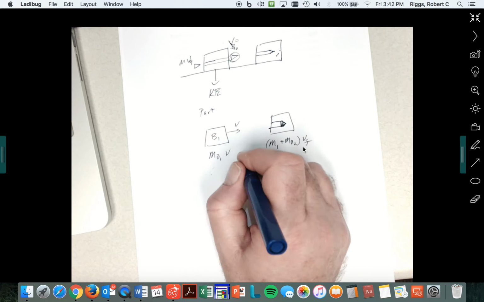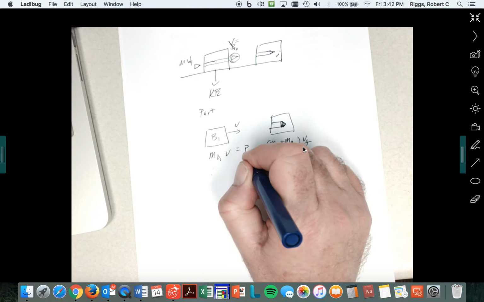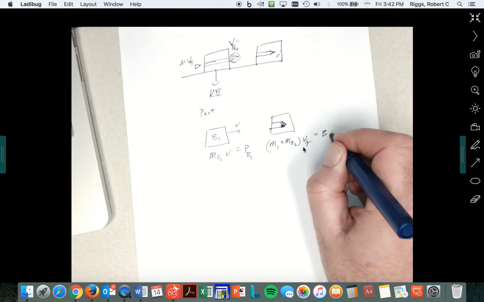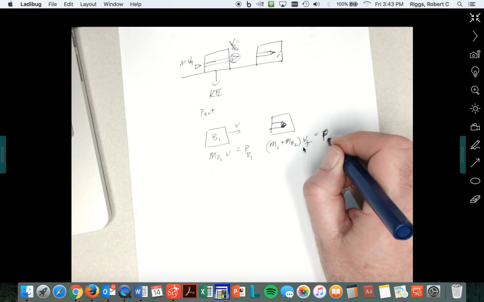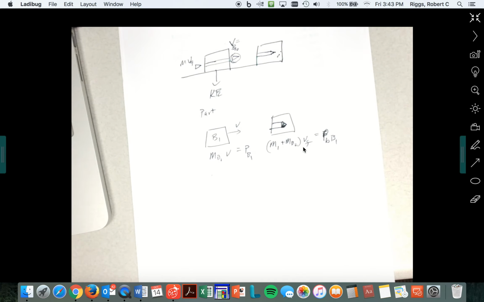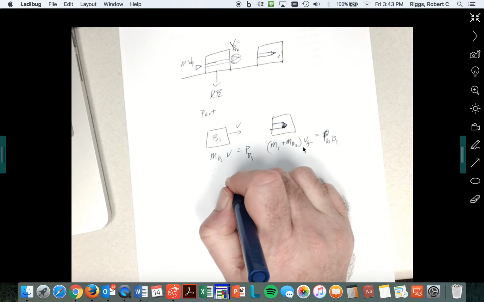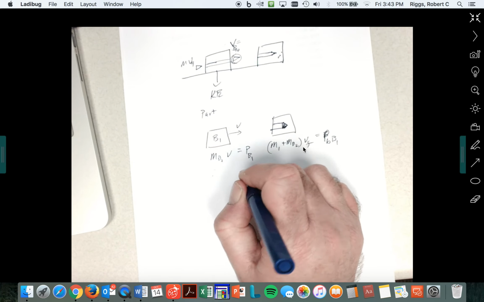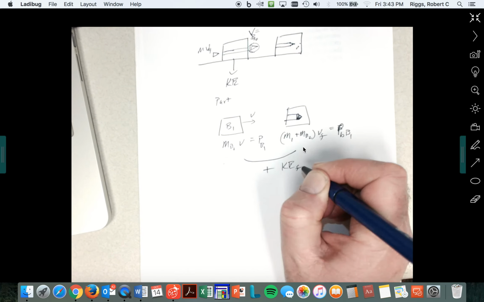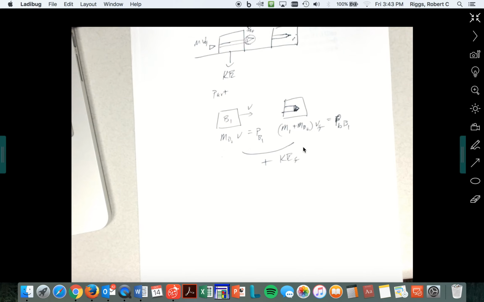So this is equal to P1, the momentum of block 1, and this is equal to the momentum of the bullet, little b, and the big block combination, which you're going to find. Then you have to add those two kinetic energies to get your kinetic energy final. I forgot about that.